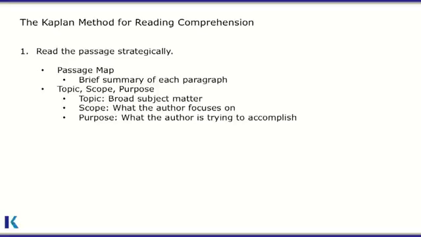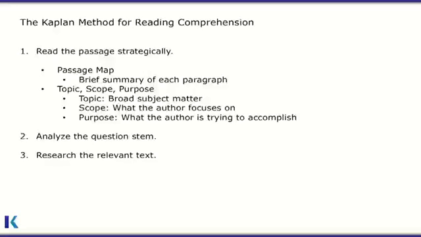The next step is to analyze the question stem. Identify what type of question it is. Then think about how to address that question, knowing whether it's a detail question or an inference question, and so on. Step 3 is to research the relevant text. Do not waste time trying to read over the entire passage. Your passage map and your topic scope purpose analysis are there for you. You'll save a lot of time by reviewing your notes first. Then look up the particular paragraph or sentence that's relevant to that question.